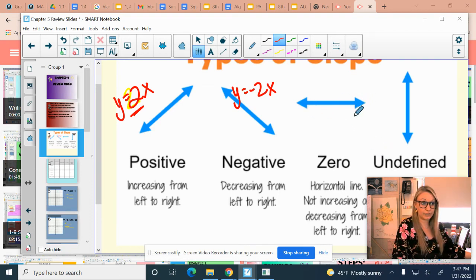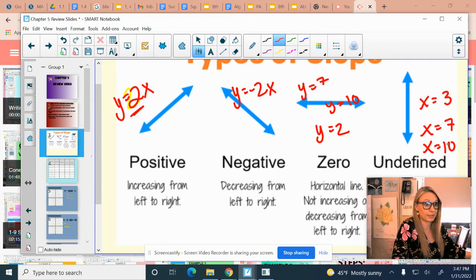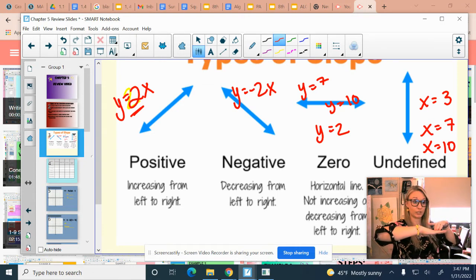A zero slope is a horizontal line. Remember, if you're looking at an equation and it's a horizontal line, it would look like y equals 7, or y equals 10. Your vertical lines are the ones that are undefined, and the only vertical equations look like this. So if you see a y equals, that will always be horizontal, which has a zero slope. If you see an x equals, that's always a vertical line, which will be undefined.